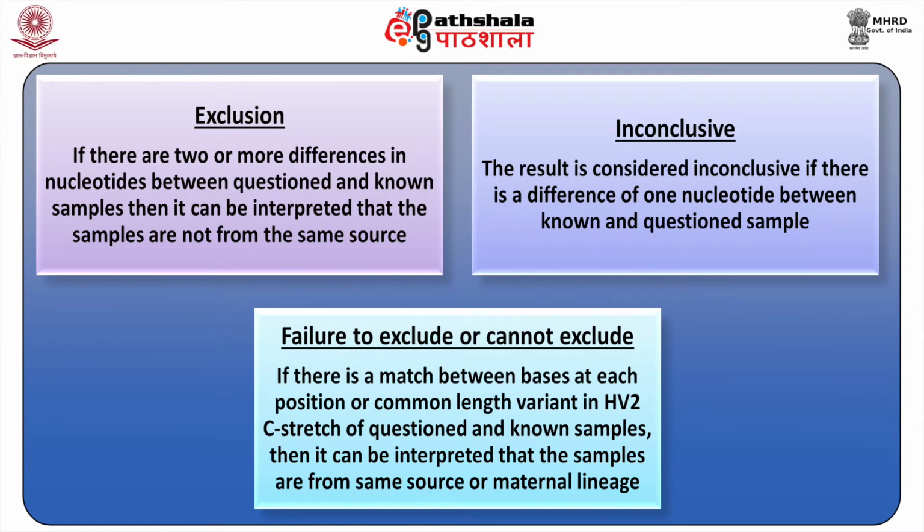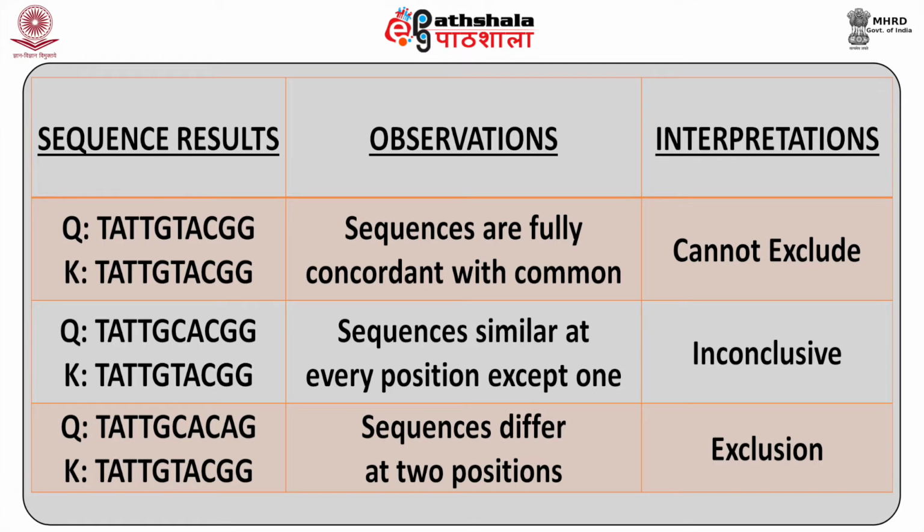If there is a match between bases at each position or common length variant in hypervariable region 2, C-stretch, of questioned and known sample, then it can be interpreted that the samples are from the same source or maternal lineage. This table shows the sequence in questioned and known samples, the observation and then interpretation.